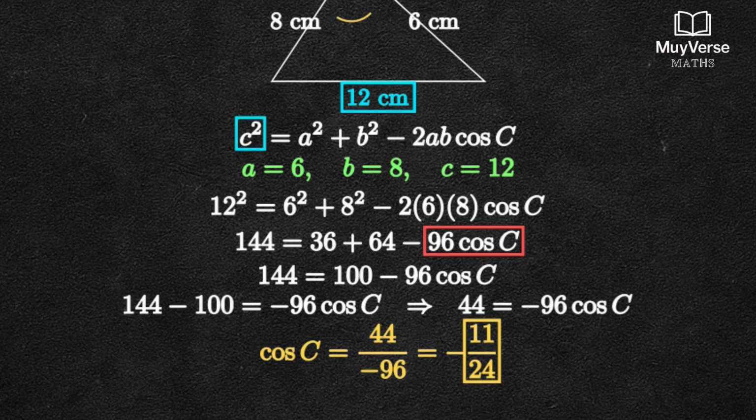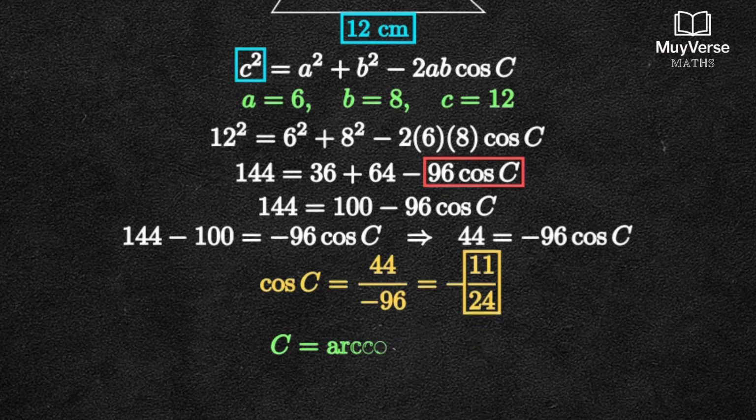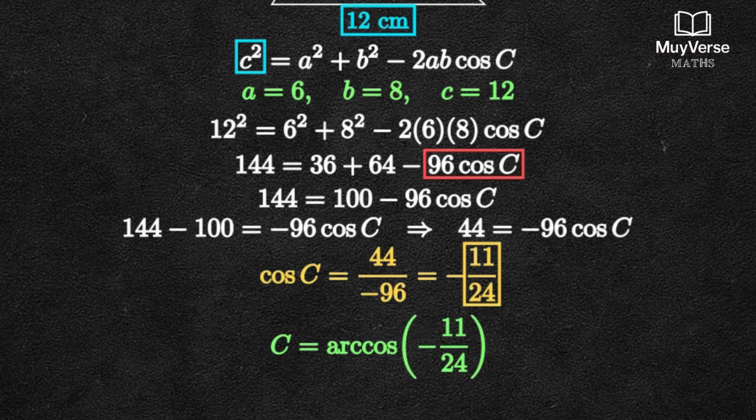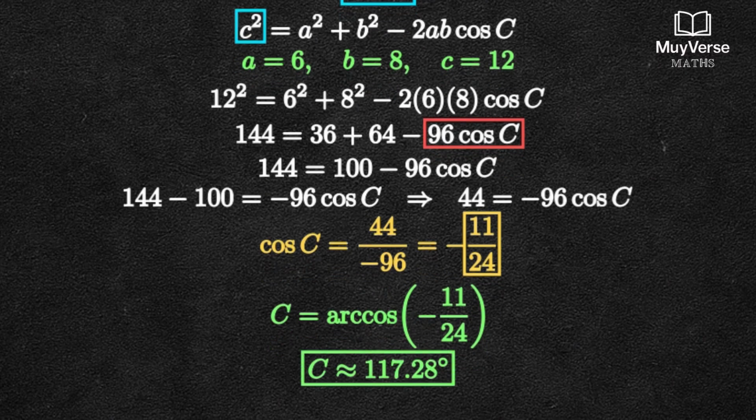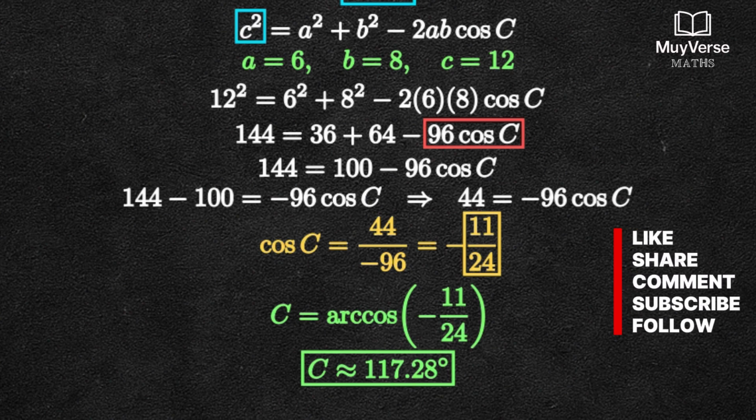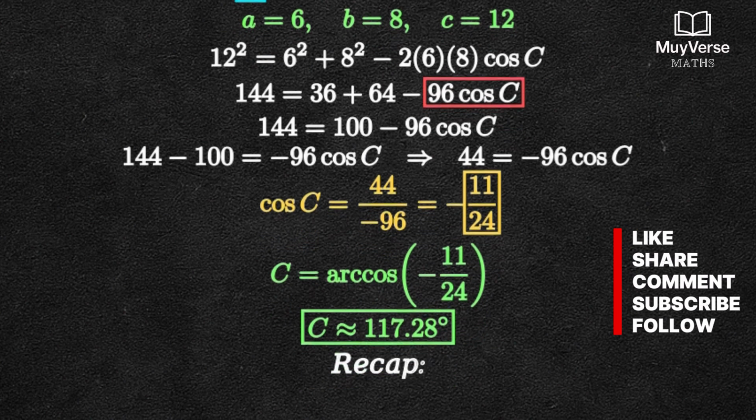Step 5. Take the arc cosine. Angle C equals arc cos of negative 11 over 24. Using a calculator in degree mode, angle C is approximately 117.28 degrees.